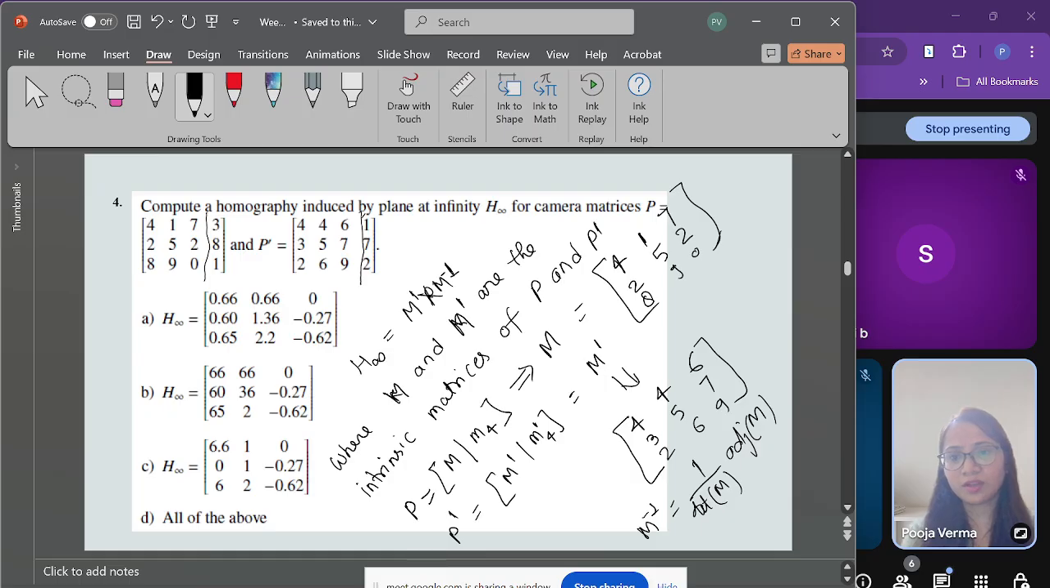So from here, option A is the only correct answer, 0.667, 0.66, you can say that, and this one. So option A is the correct answer. So, to just calculate the induced homography, Madam, then yes, excuse.